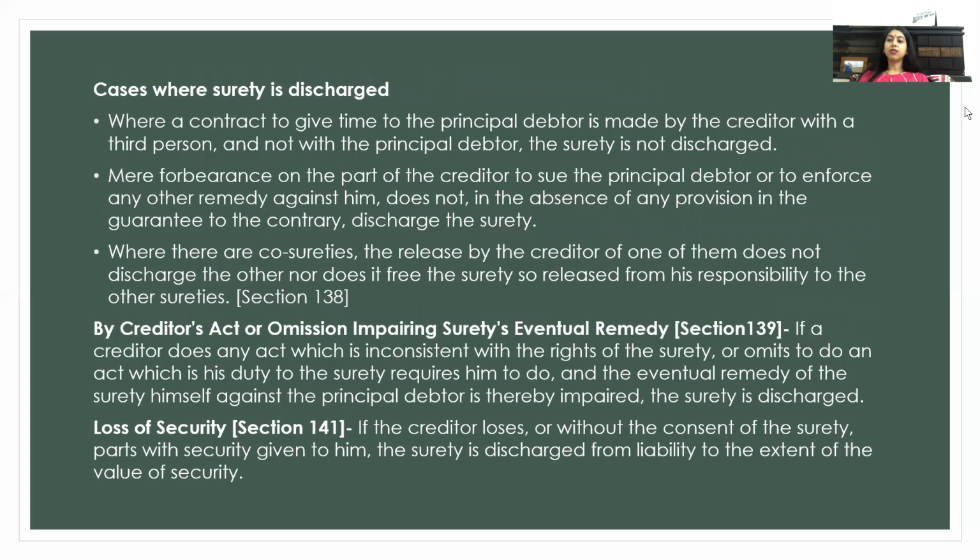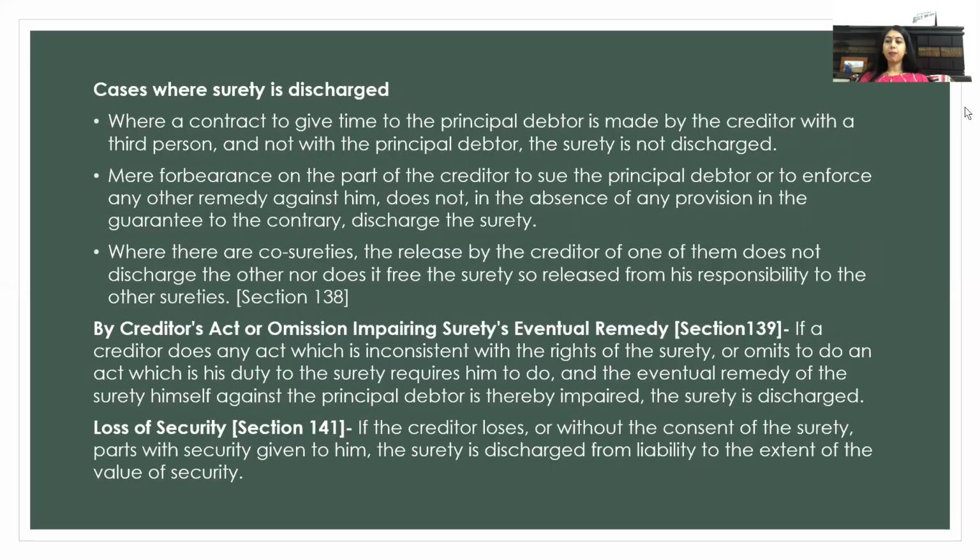Next, cases where surety is not discharged: where a contract to give time to the principal debtor is made by the creditor with a third person. Now this kind of contract to give extension of time has been made with a third person and not with the principal debtor. The surety is not discharged. अगर किसी third person के साथ हुआ, principal debtor के साथ ऐसा contract नहीं हुआ है, तो surety discharge नहीं होगा.